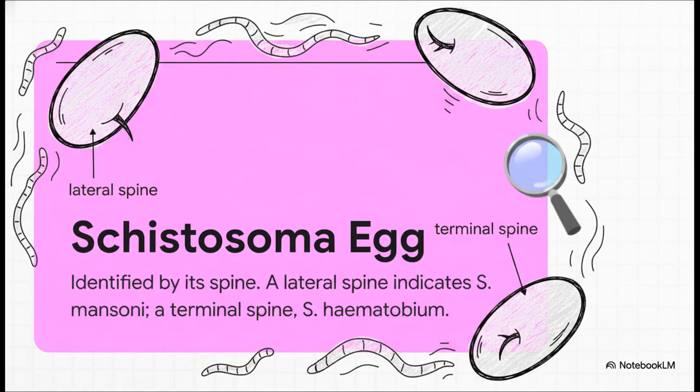First up, the egg. And listen, the most important diagnostic feature of the egg is its spine. It's that simple. If the spine is on the side, we call it a lateral spine. That's characteristic of Schistosoma mansoni. If the spine is right at one end, we call it a terminal spine, and that's what you see with Schistosoma haematobium. This difference is absolutely key for diagnosis.